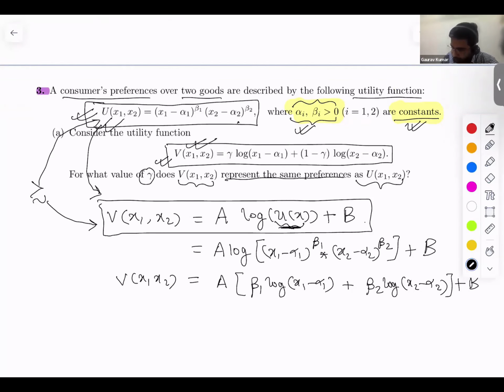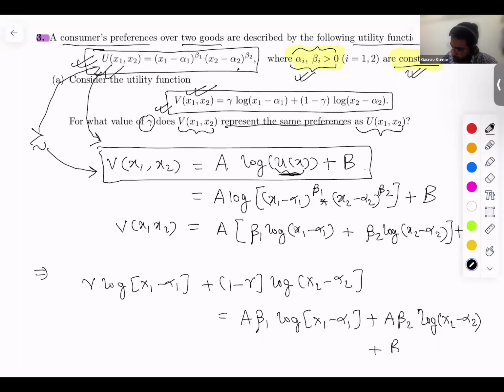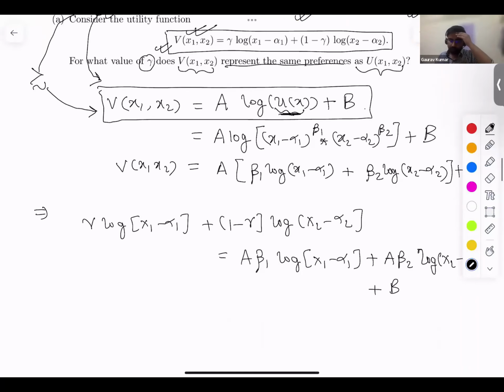Okay, so let's do one thing. Let's equate the two functional forms. So we have gamma log of (x1 minus alpha 1) plus (1 minus gamma) log of (x2 minus alpha 2), and that is equal to a beta 1 log of (x1 minus alpha 1) plus a beta 2 log of (x2 minus alpha 2) plus b. Okay. Is it fine for everyone?